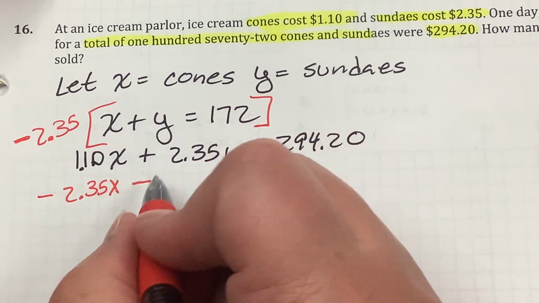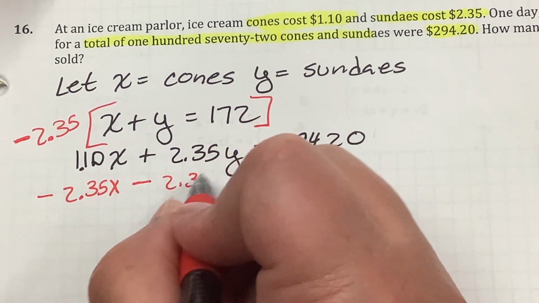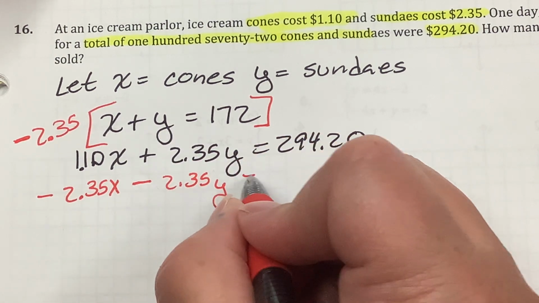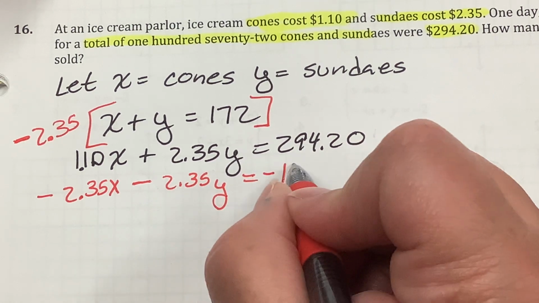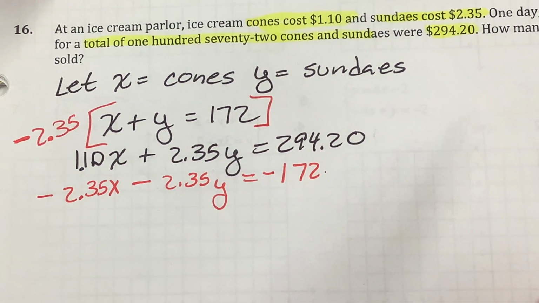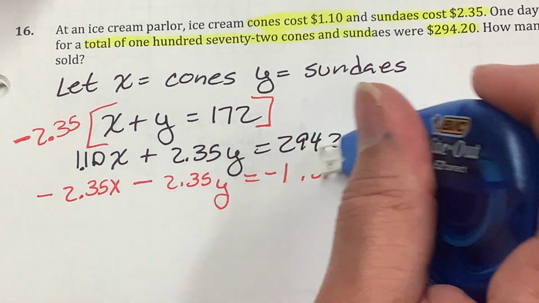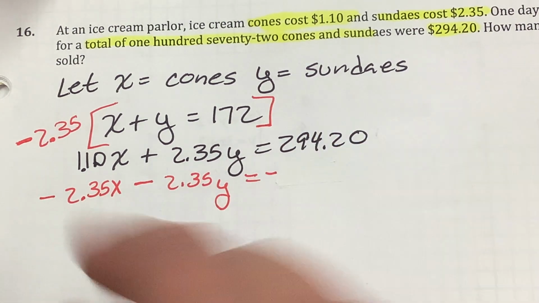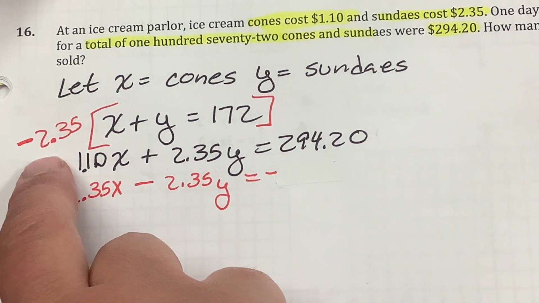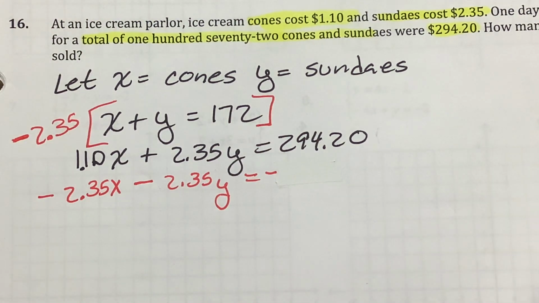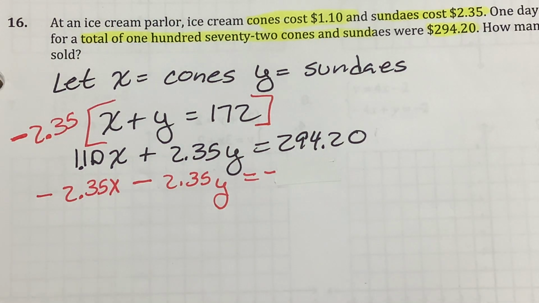So negative $2.35 times the number of cones, minus $2.35 times the number of sundaes, equals negative 172, with nothing else. Okay. Oh no, it's not negative 172. Look at me being all silly. I forgot to multiply negative $2.35 times 172, which I am not going to try and do in my head. I did all the other problems in my head. Now this one I definitely need my calculator for. So here we go.